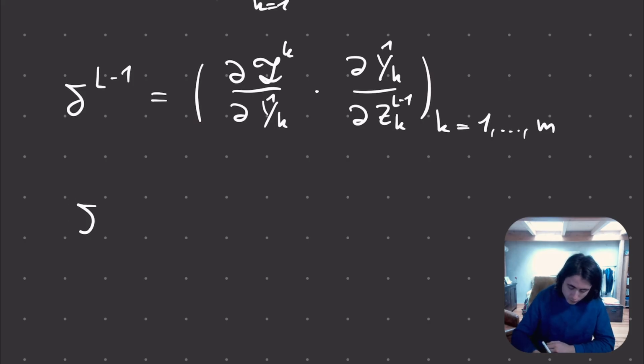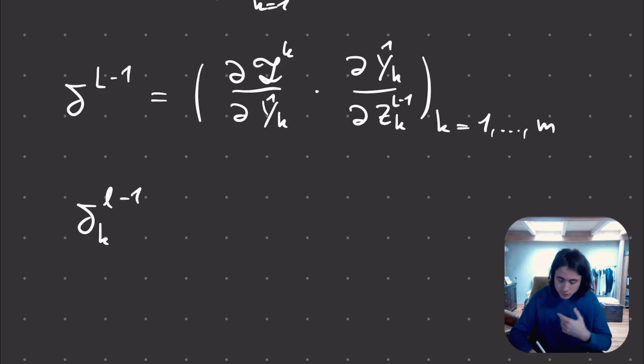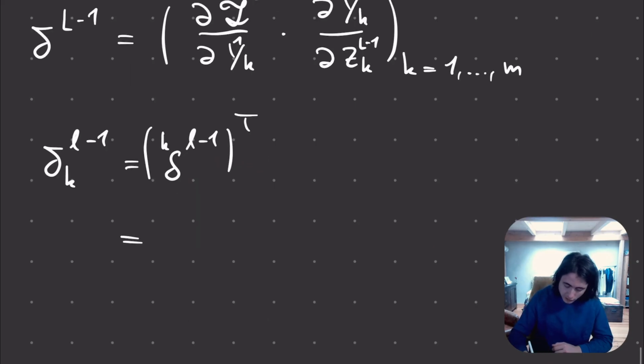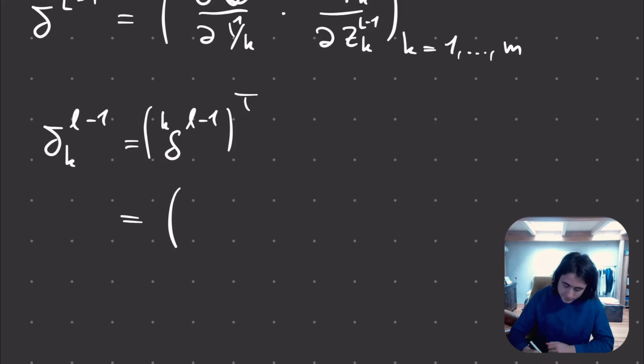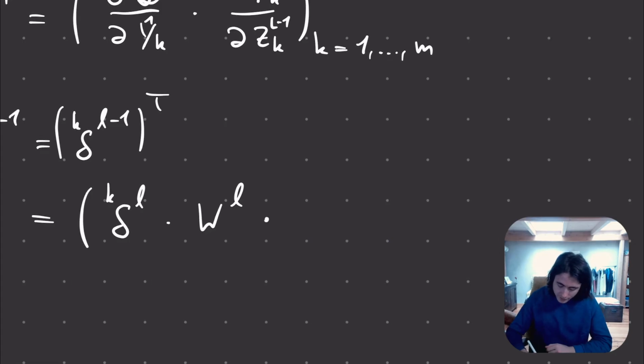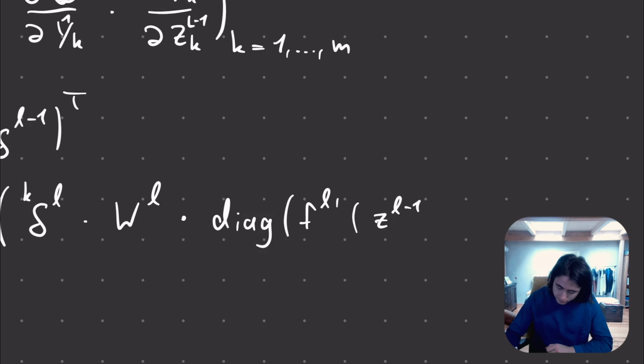What we already know is that the kth column of our new delta matrix was defined as delta L minus 1 from the kth sample, but transposed. And we had a formula for this, which we only need to transpose in order to get this new column. The formula that we had is that we would first get the previous delta, multiply it with W, and then multiply it with the diagonal of F_L prime of Z_L minus 1, where we are taking the Z of the kth sample once again, and then transposing all of this.